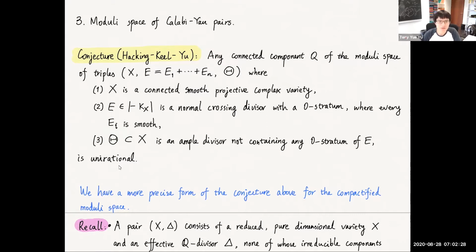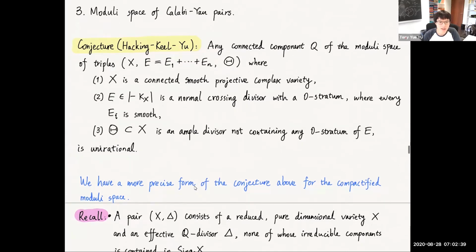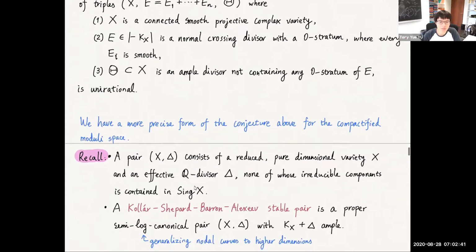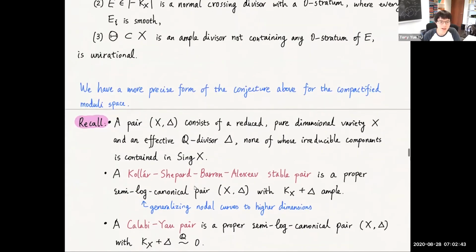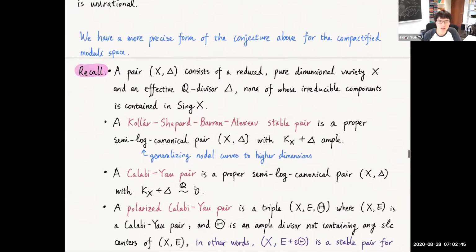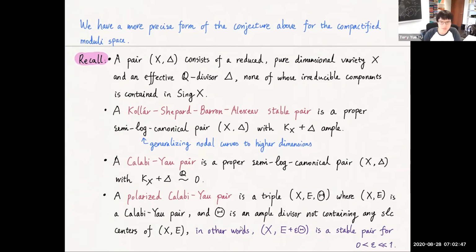Why it's called Calabi Yau pairs, I have explained yesterday. I mentioned many terminologies such as what is a pair, what is a stable pair, what is a Calabi Yau pair, what is a polarized Calabi Yau pair. And with these notions, we have a more precise form of the conjecture.